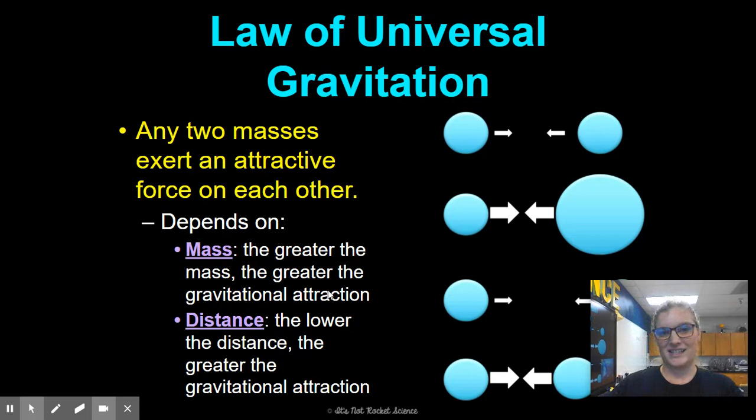And then the distance. So the closer we are, the more gravity we have on each other. The farther we are, the less we have. You can almost think of this like magnets. If you hold magnets really close together, it's kind of hard to keep them apart. But the farther away they are, the less you feel that pull.